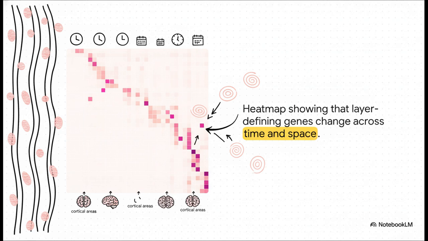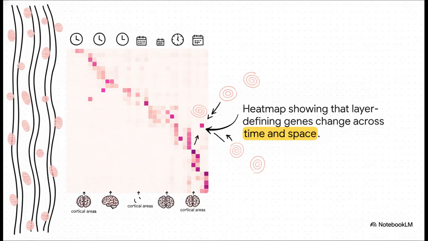What's being shown are genes that define specific layers, with their expression plotted across different developmental time points and cortical areas. To read the panel, you follow the rows, which represent genes, across the columns, which represent different spatiotemporal contexts. The key pattern is that the genes with high expression, which are indicated by color intensity, change depending on both the age and the cortical area.